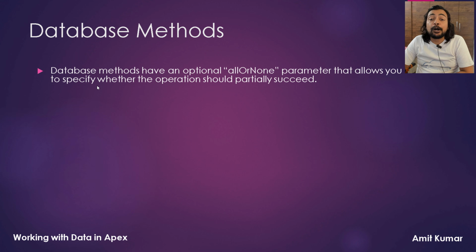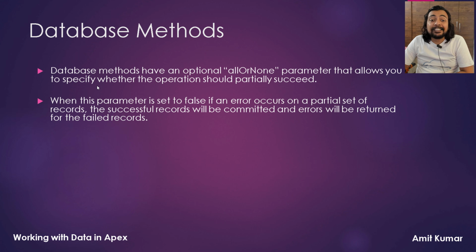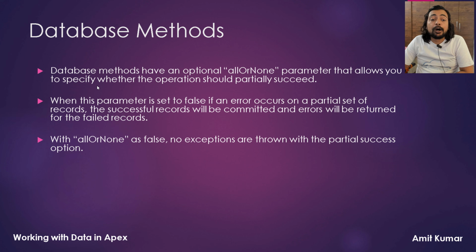Database methods have an optional parameter, allOrNone, that allows us to specify whether the operation should partially succeed or not. When this parameter is set to false, if an error occurs on a partial set of records, the successful records will be committed and errors will be returned for the failed records. With allOrNone as false, no exceptions are thrown with the partial success option.